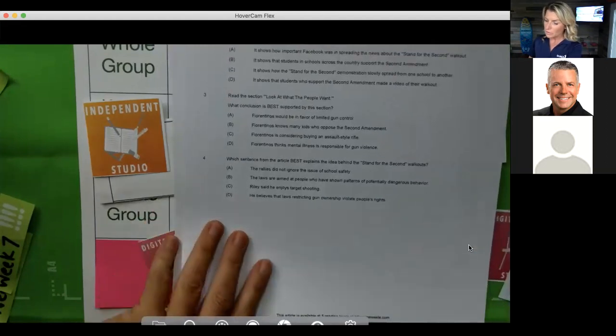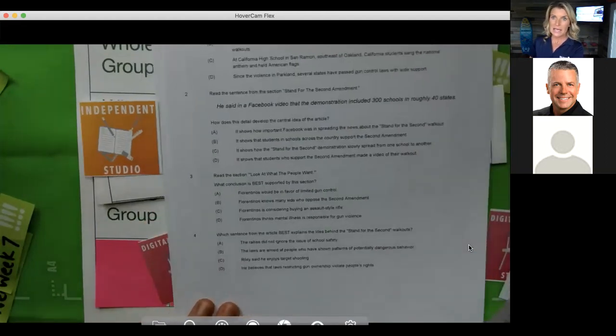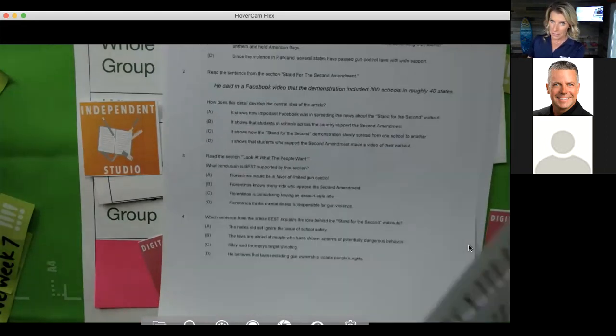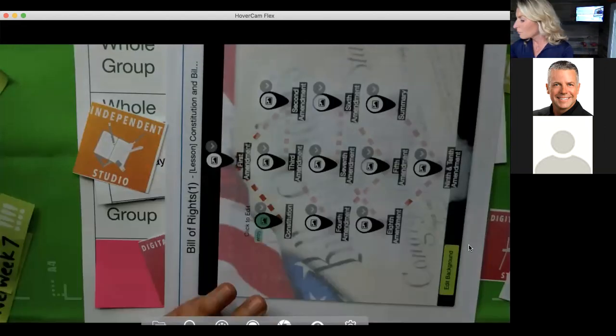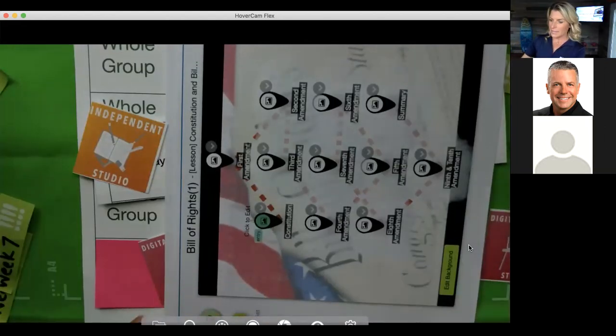You guys, this is a really great way for independent practice because they have the ability to read at their level. If you purchase it, then you will get the ability to see how the students are doing. So that's my independent practice, is Newsela.